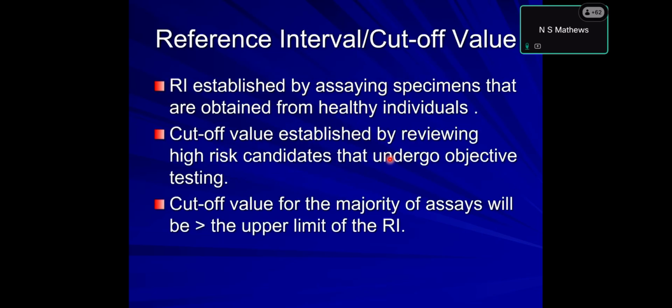When we talk about reference interval, for example, you have a test like PT or APTT, you have to establish a reference interval in your lab, which is basically the lower end and upper end, and within that level, anything is normal. The reference interval is usually established using specimens obtained from healthy individuals, whereas the cutoff value is established by reviewing high-risk candidates that undergo objective testing.